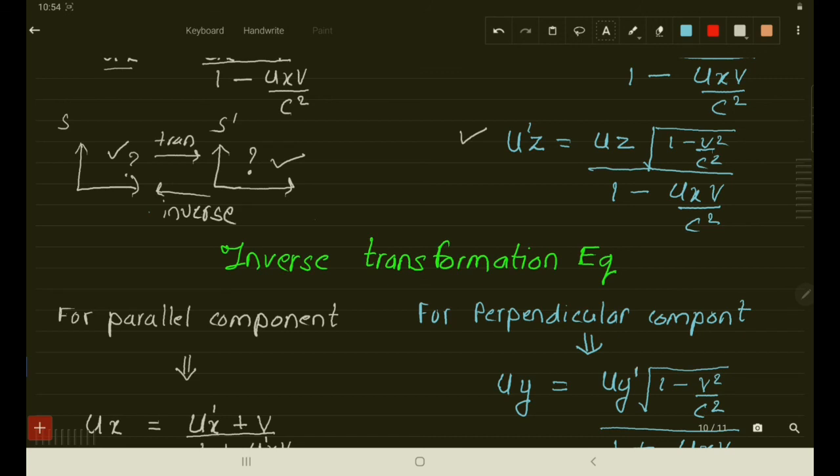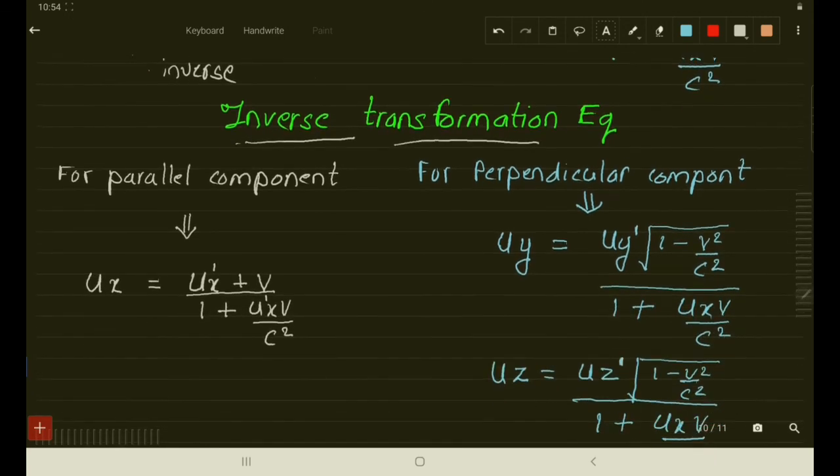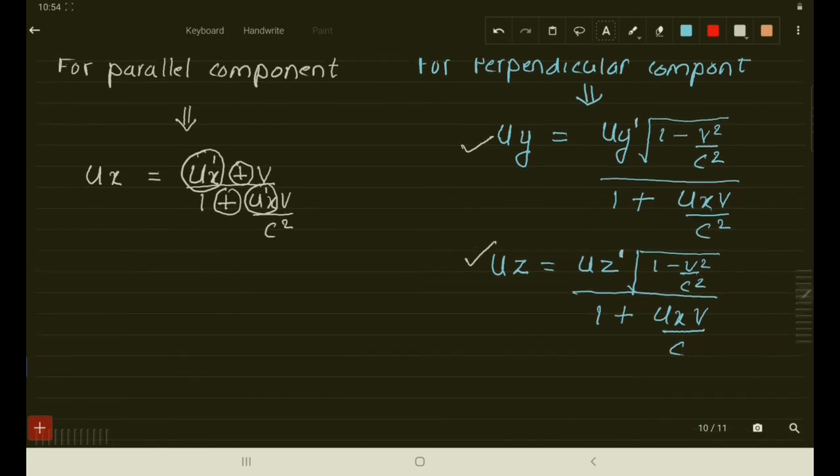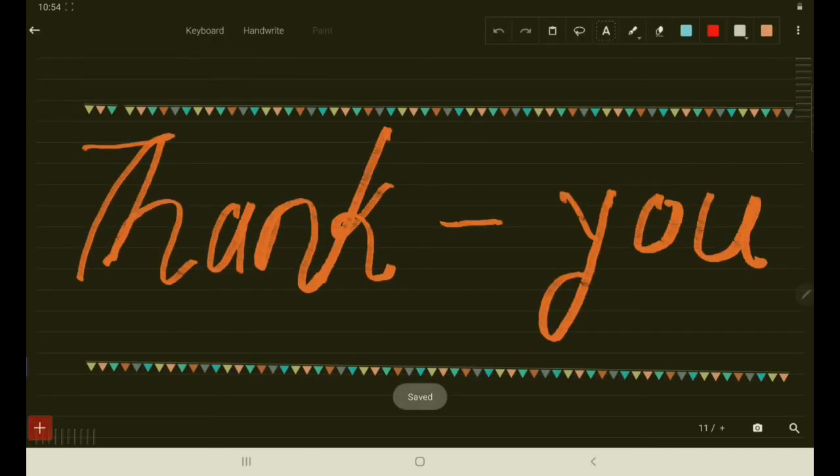Let us see what the inverse transformation equations are. What you will observe is that in the inverse transformation equations the minus sign is changed to plus, and in place of ux, u dash x will come. The same is true for the perpendicular component also. So we have seen what the velocity transformation equations are, also called the velocity addition equation or velocity addition theorem. Thank you all.